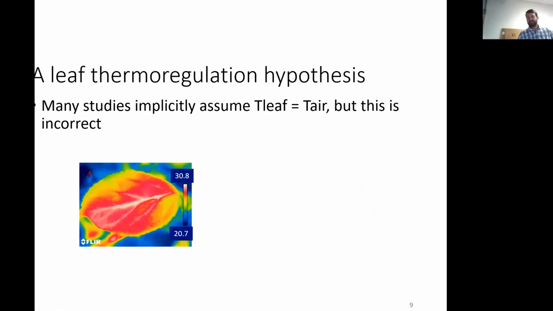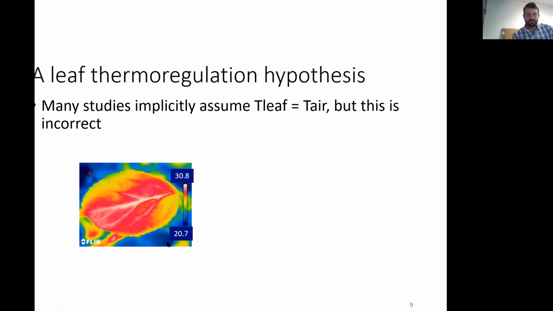So as ecologists, most of our studies assume that plants just assume the ambient air temperature, and that all of their physiology and metabolism and the rates of their biochemistry is all driven by the ambient air temperature. But even though we all assume this, we know that this is not correct.